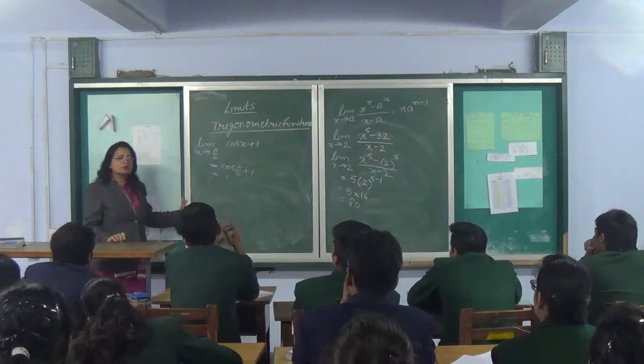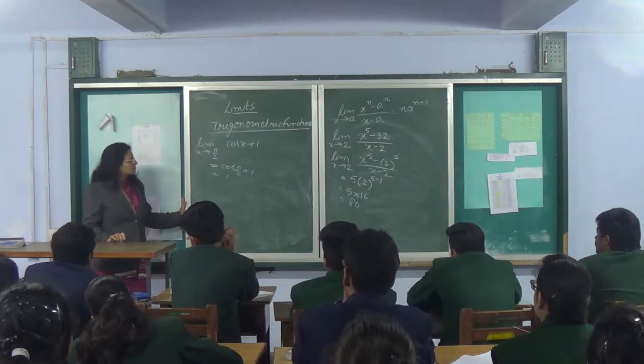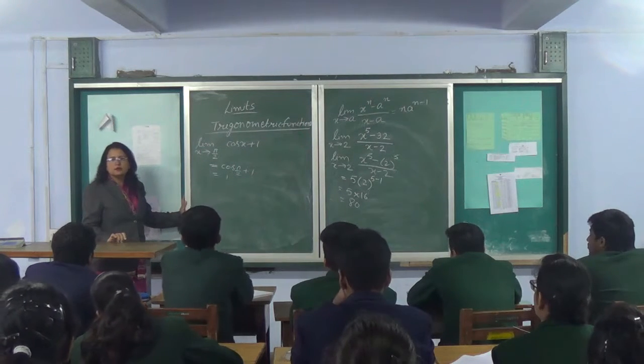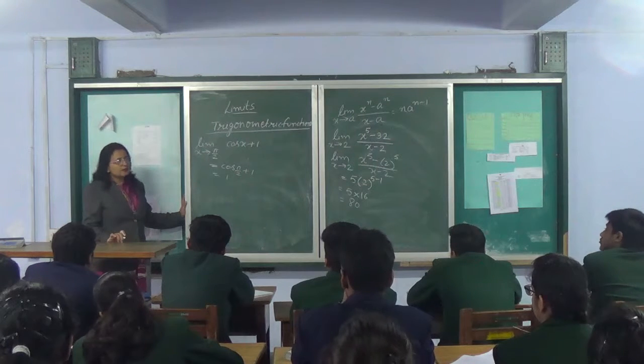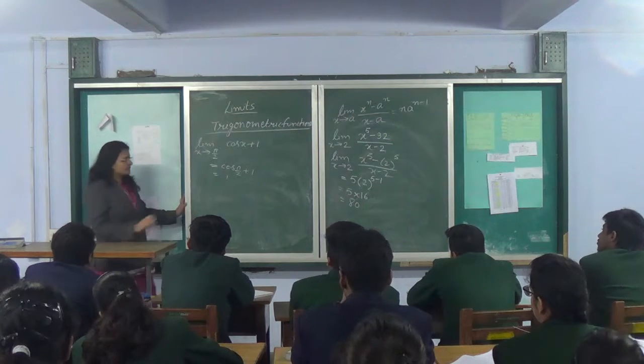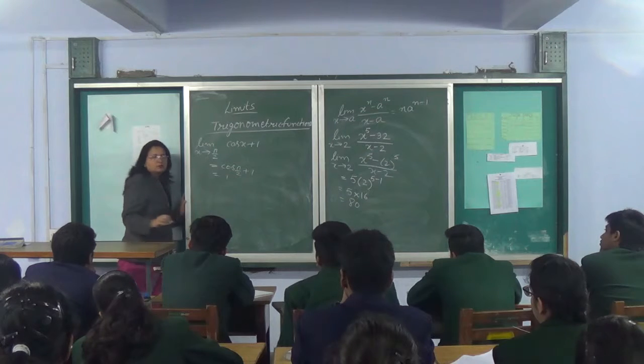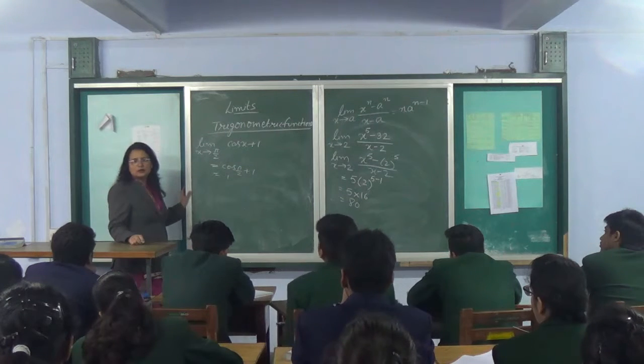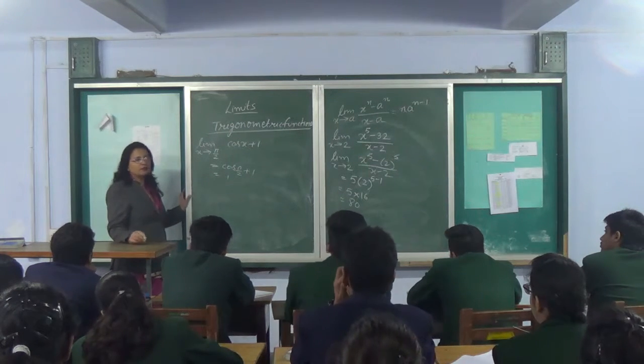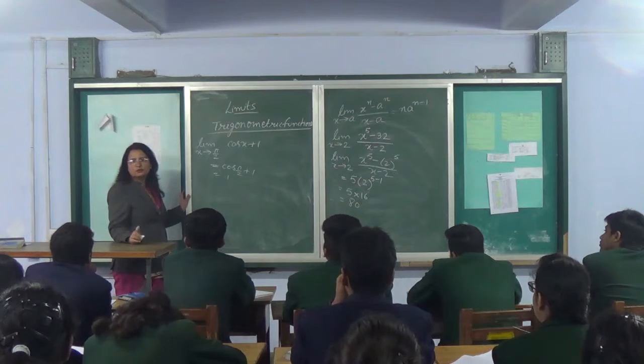Is it? Because cos pi by 2 is 0. So we get the answer as 1. But here also there is a possibility that we get the form 0 by 0. Right? So to avoid that, we have two standard results over here.